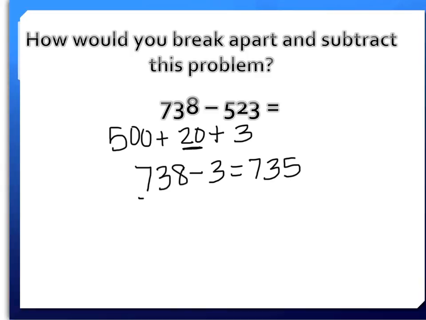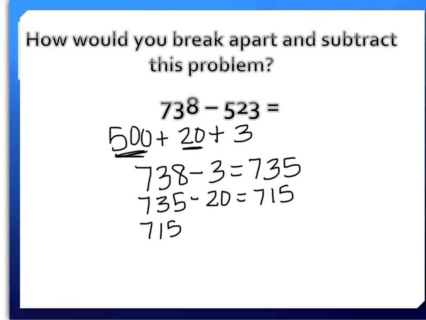Write the number we have left, which is 735. Take away 20 is 715. Let's go to our hundreds value next, which is 500. I have 715 left. I'm going to take away 500, and that equals 215. This is our difference.